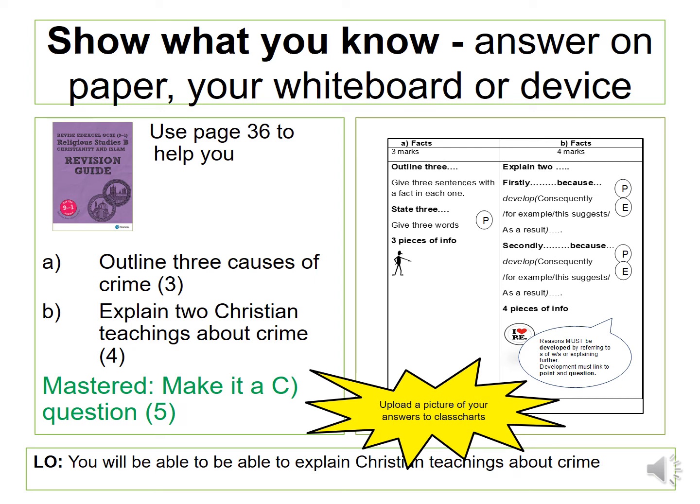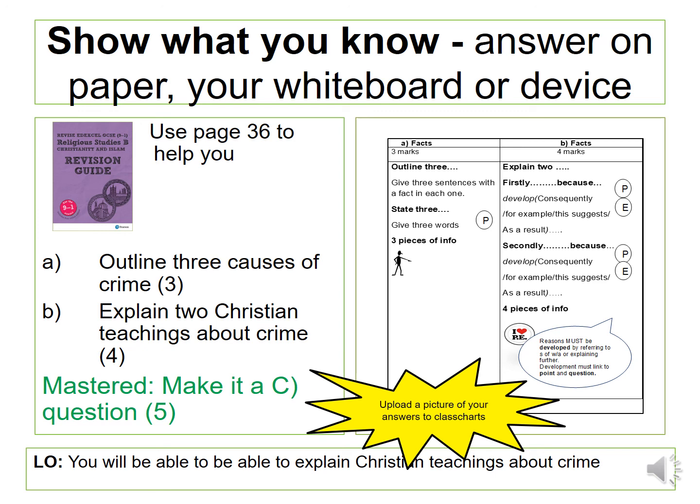You will need to think back to what you have learned through the course of this PowerPoint and give 2 developed points. For example, 1 Christian teaching about crime is that people should give people second chances because Jesus gave the woman caught in adultery a second chance. So I've made a point and I have developed it.